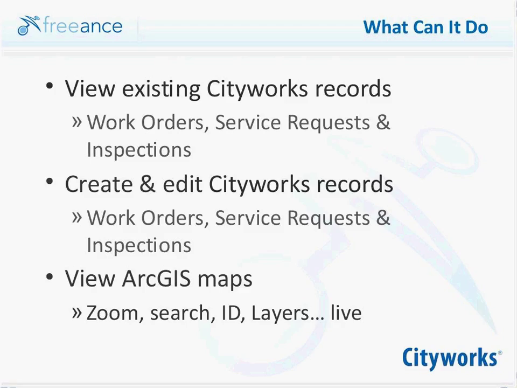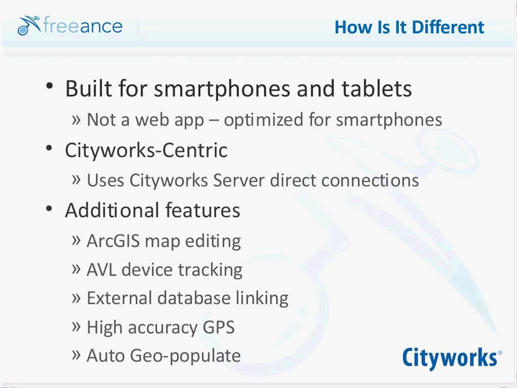So obviously view, but create and edit. We really come out with a release every 30 to 45 days because our end users want us to do this. So we're really geared towards everything you can do in the Cityworks web client server, you can do in Freeance mobile. Every once in a while we find one little knick-knack here and there that we miss, but we're probably 95, 99% there. Obviously, we hook up to a live ArcGIS map.